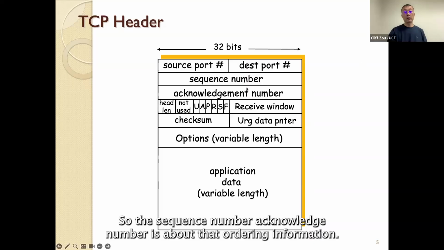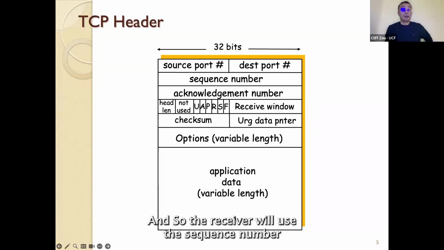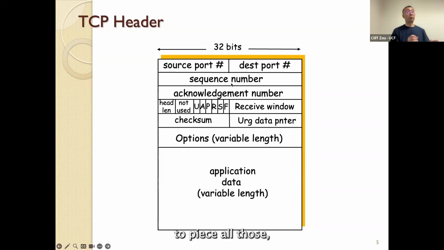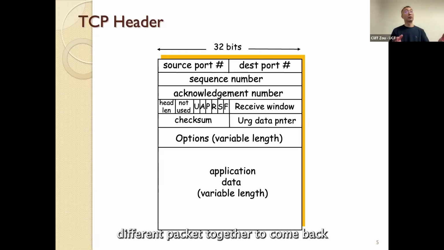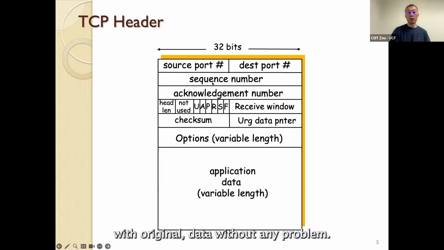So the sequence number and acknowledge number are about ordering information. The receiver will use the sequence number to piece all those different packets together to come back with the original data without any problem. So that's what the sequence number is used for.